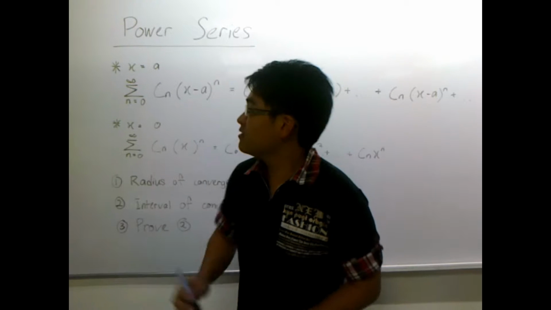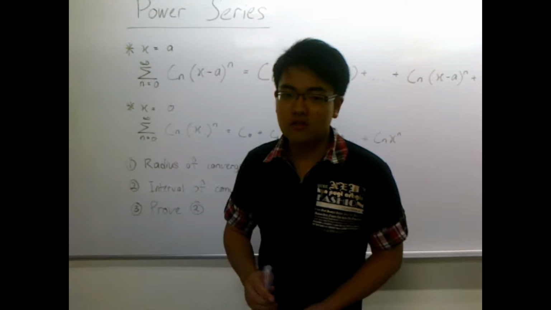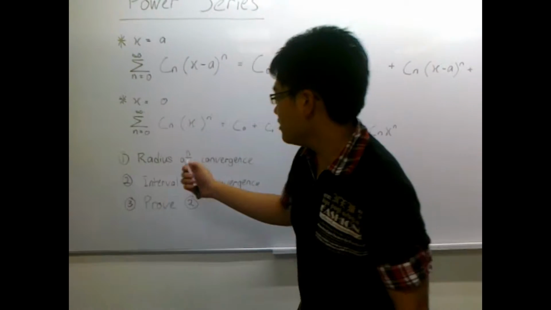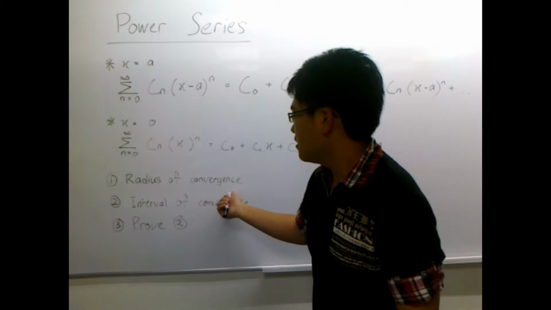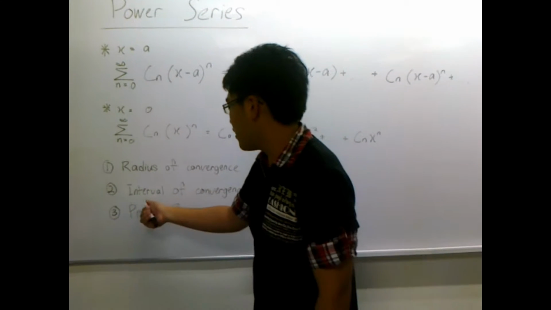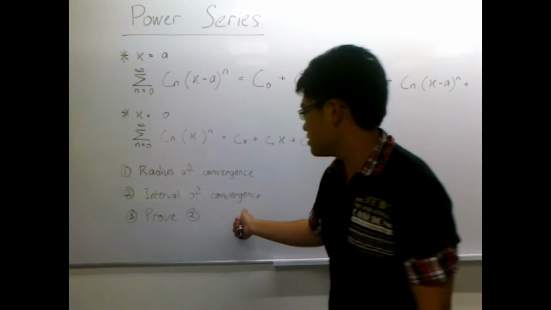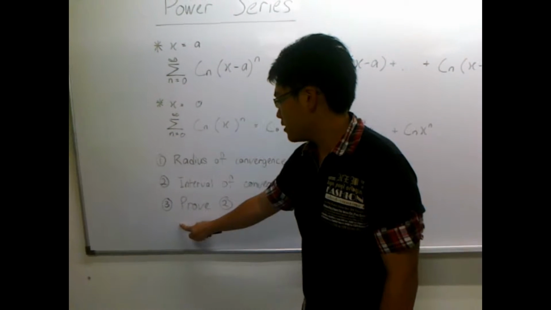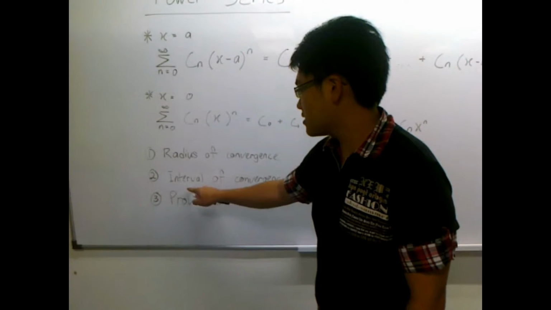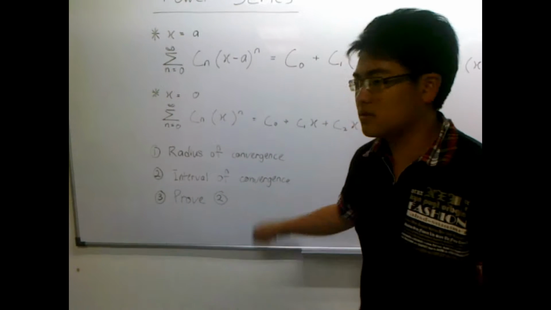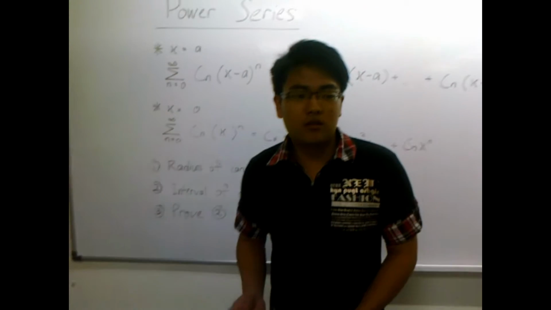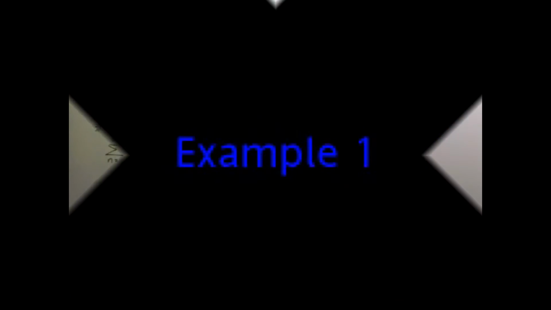To test a power series for convergence, the first step is to find the radius of convergence. The second step is to find the interval of convergence, and the third step is to prove the second step, which is the interval of convergence. And let's proceed to example 1.